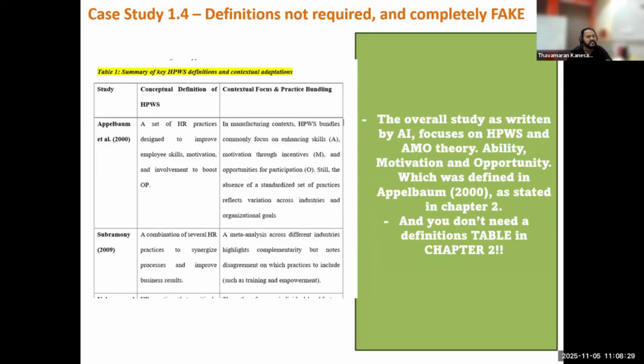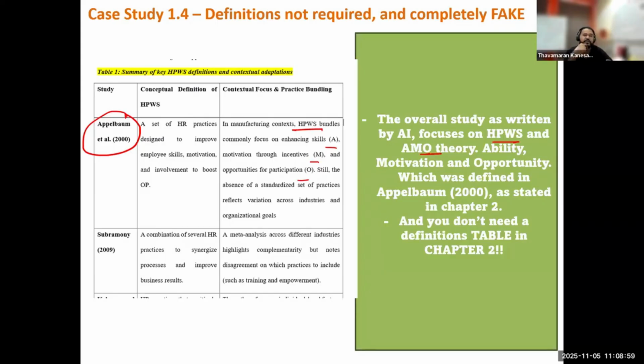The overall study, as written by AI, focuses on HPWS and AMO theory. Okay, ability, motivation, opportunity. That's AMO, right? Which was defined in Appelbaum 2000. See, Appelbaum 2000 is the first one to define HPWS and AMO together. This is the base of this study. Okay, this is the base of this study. So let me ask you all a question. This was given by AI, all right?